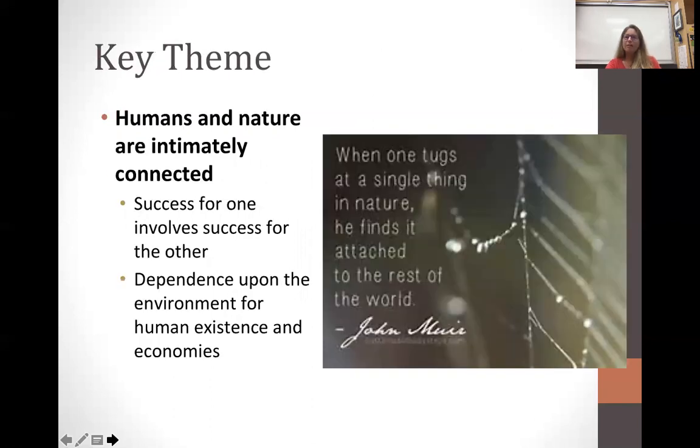There are some key themes that I want to quickly go through. One of the key themes in environmental science is that humans and nature are intimately connected, that success for nature leads to success for humans, that we are dependent on the environment. John Muir, remember, grandfather of environmental science, his quote here is, when one tugs at a single thing in nature, he finds it attached to the rest of the world.